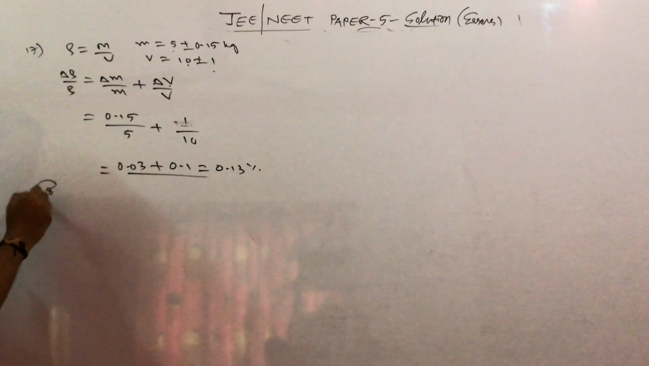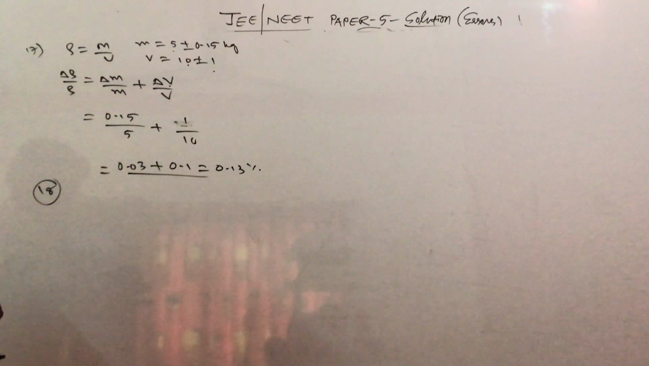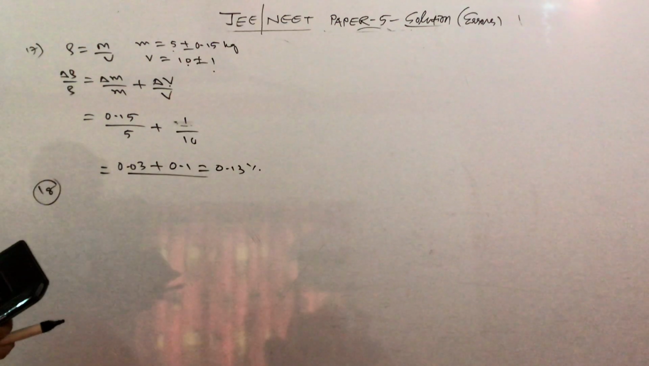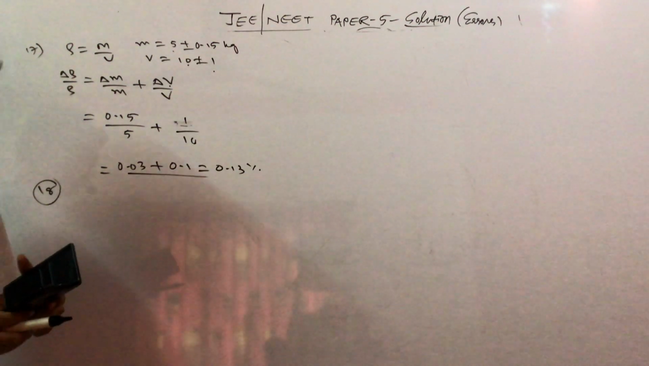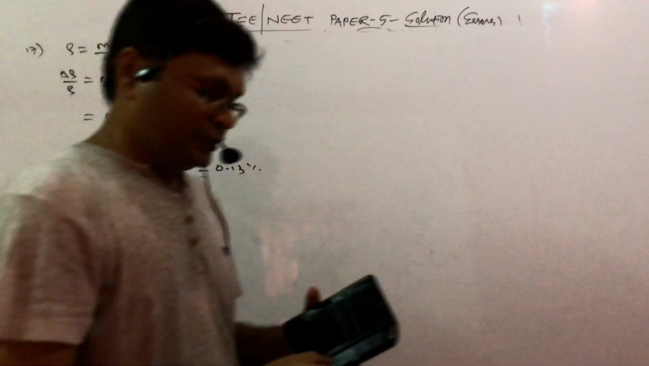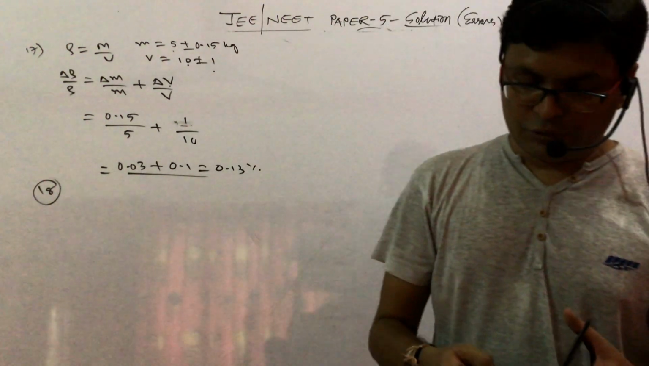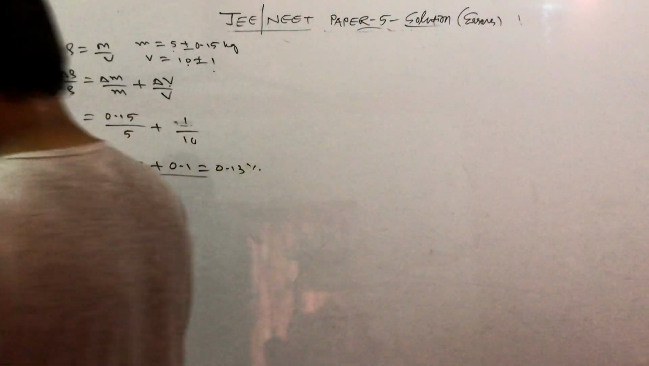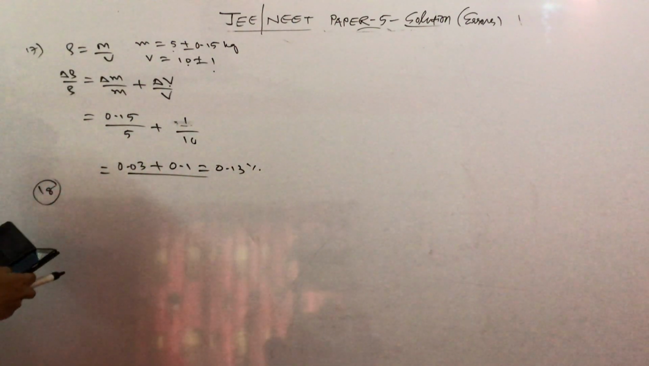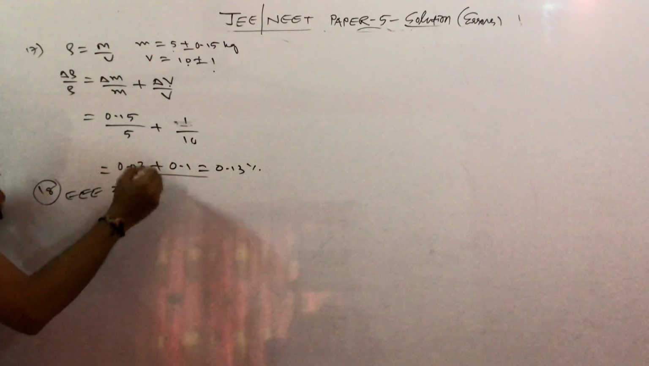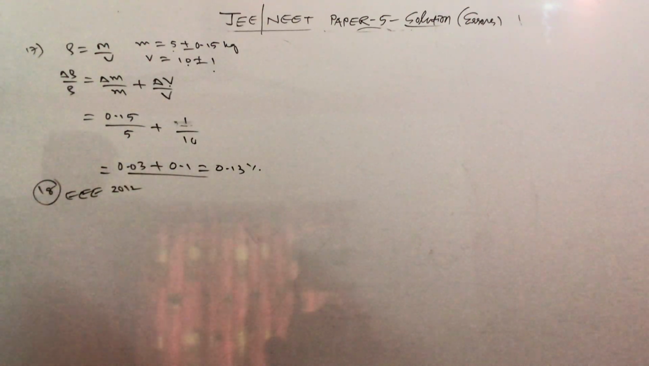Now number 18. Question number 18. Resistance of a given wire is obtained by measuring the current flowing in it and the voltage difference applied. If the percentage error in measurement of the current and voltage is 3% each, then find the error in the value of resistance. ये JEE 2012 में पूछा हुआ क्वेश्चन है. In short, JEE 2012.